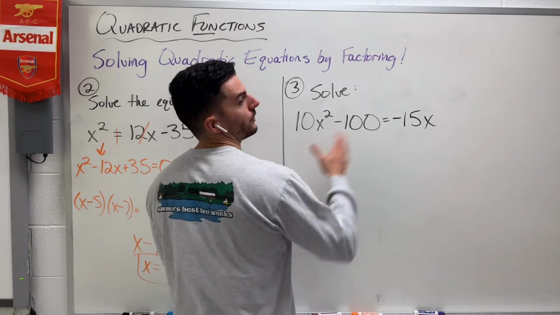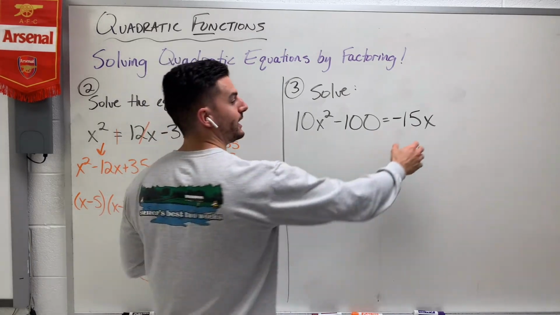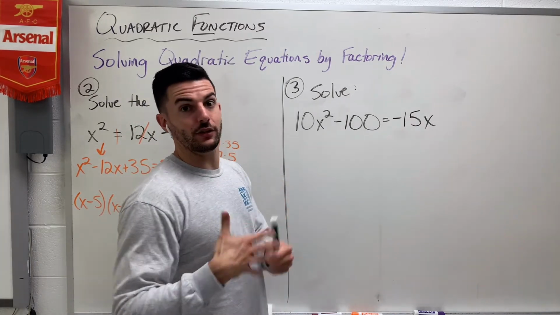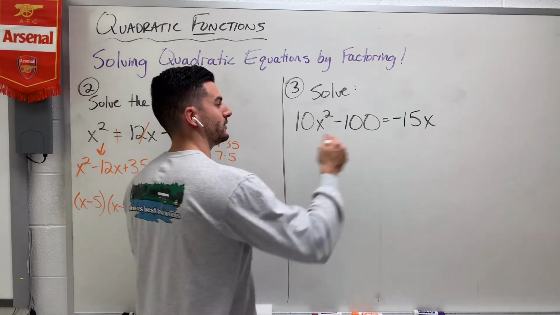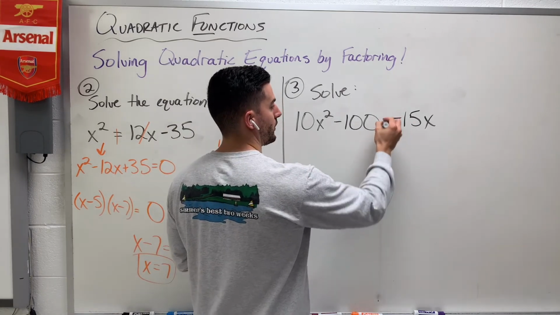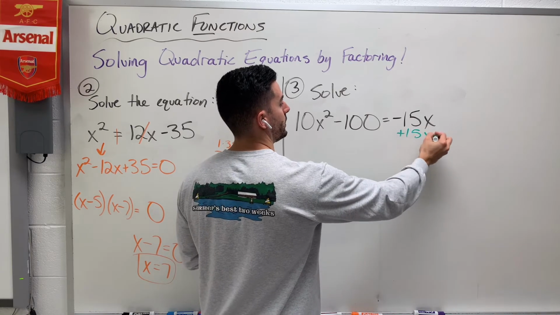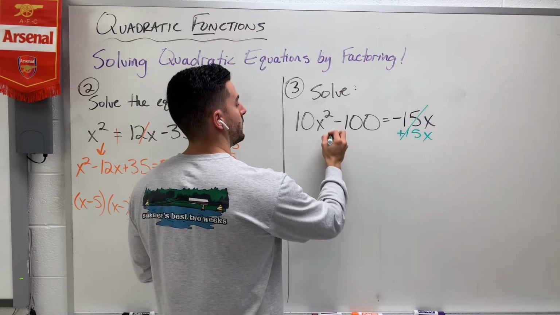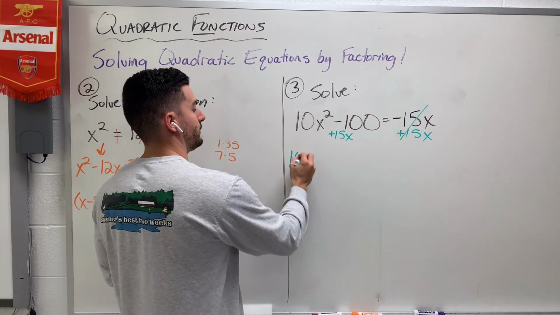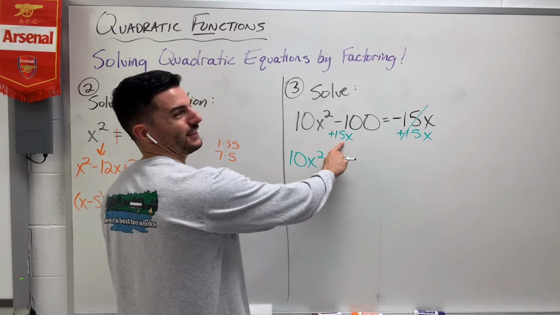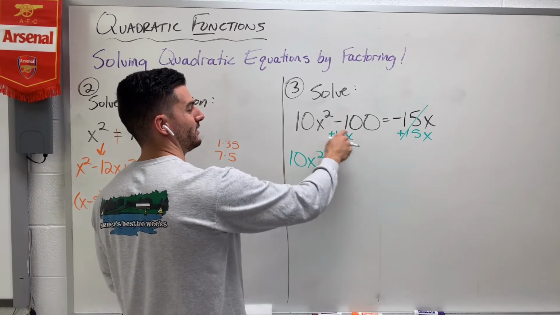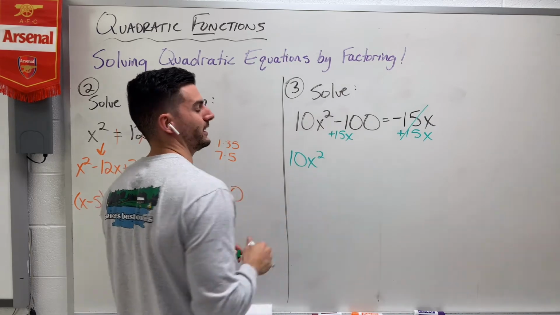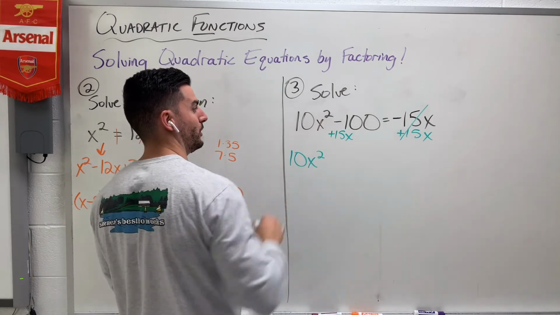Are all the terms on the same side of the equal sign, so that I can factor them? And no, they're not. This negative 15 is over on the other side, so I want to add 15x to cancel that. And then I would be left with 10x squared. This 15x doesn't combine with any of these because even though this is an x squared, they're not like terms. They would need to have the same exponent.